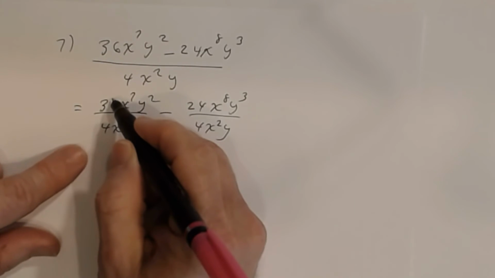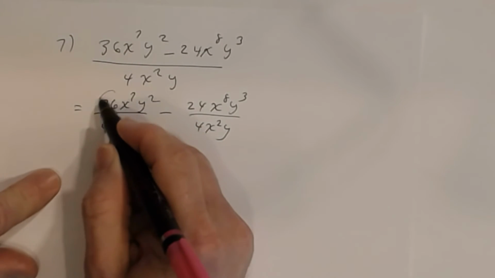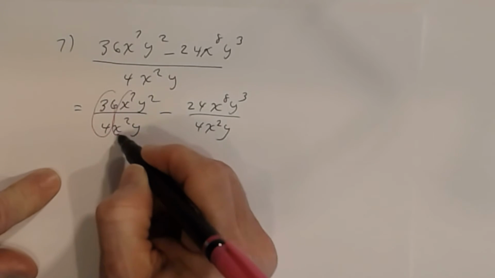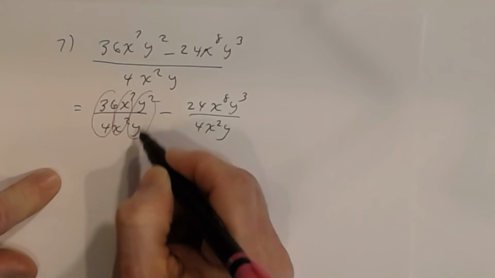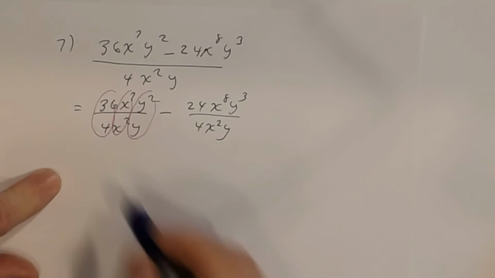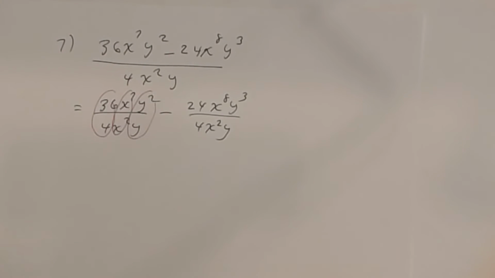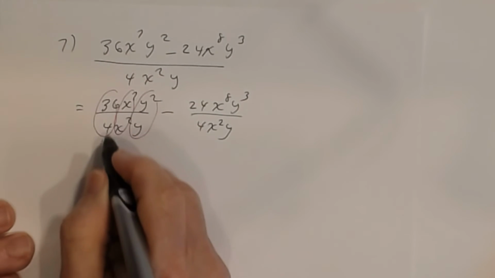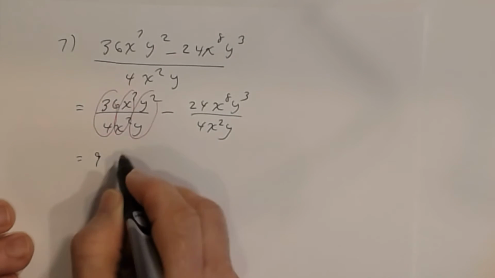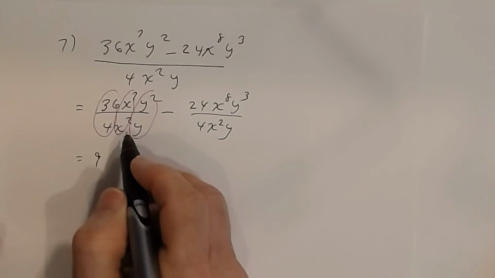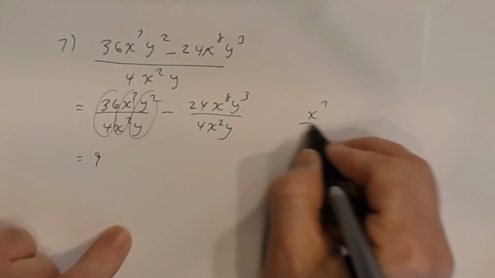So remember, you're going to circle the like parts. I'm circling the x's, circling the y's, and now let's talk about that. 36 divided by 4 is 9, right? Now x to the 7th, think about this, x to the 7 divided by x squared.